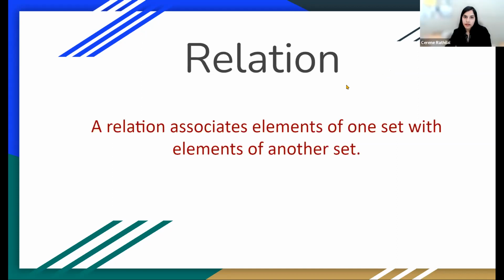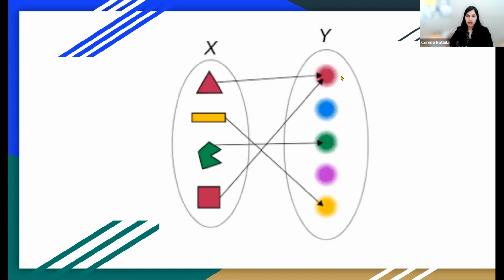Okay. Maybe let's look at this one. So what's actually happening here? We've got shapes on one set. Firstly, there are two sets. That's what I observe. I've got a set on the left labeled X, and a set on the right labeled Y. The set on the left, X, consists of shapes, and the set on the right, Y, is only colors. So what's happening here?